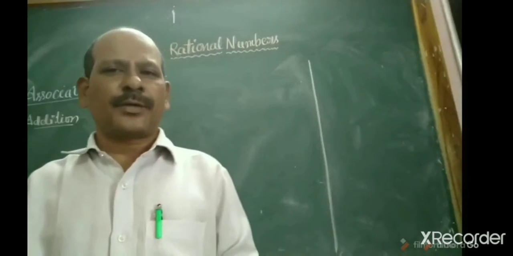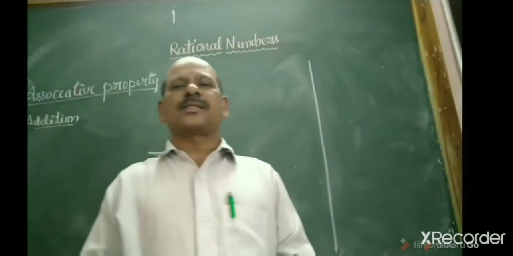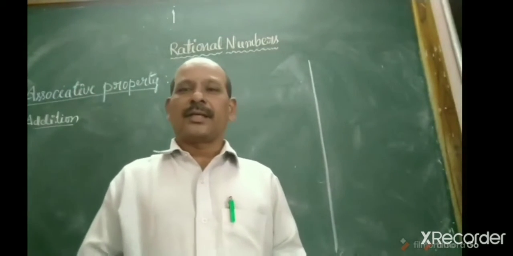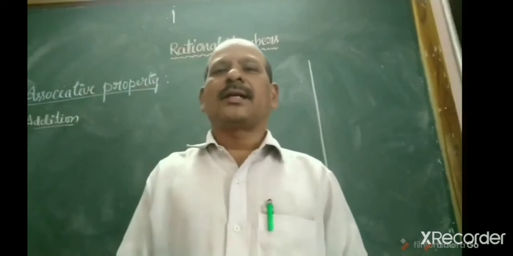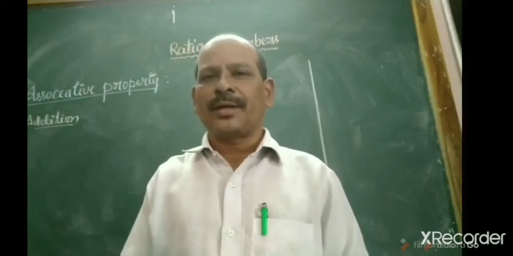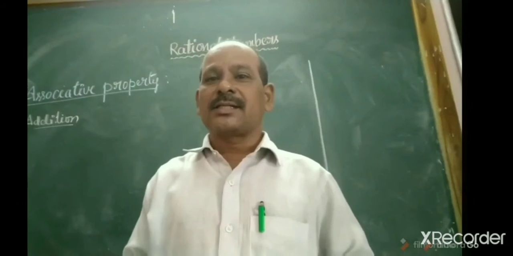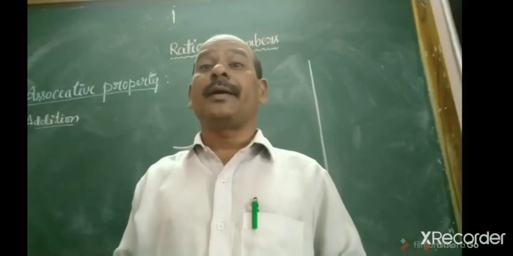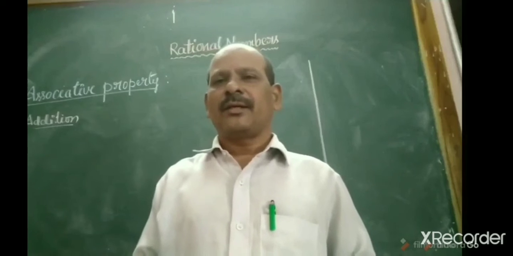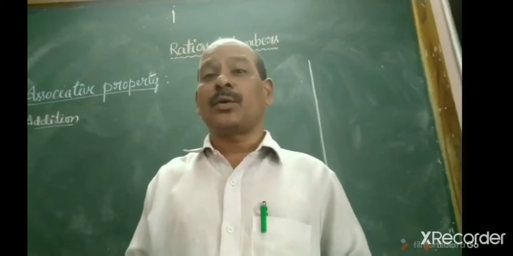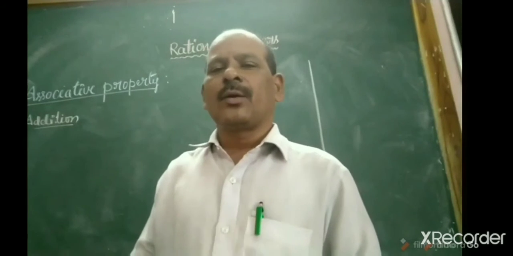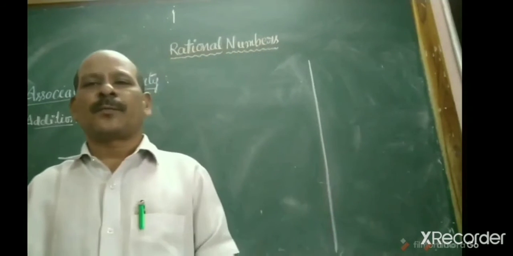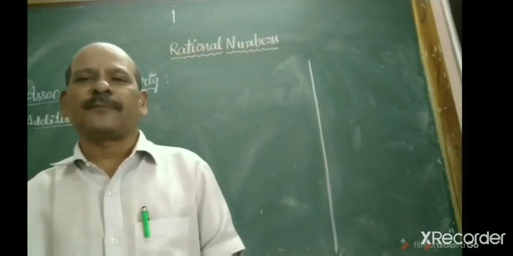The commutative property: rational numbers are commutative under addition. Rational numbers are commutative under multiplication. But rational numbers are not commutative under subtraction. Rational numbers are not commutative under division. Okay? Rational numbers are not commutative under subtraction and division. Now, let us discuss another property, that is the associative property.